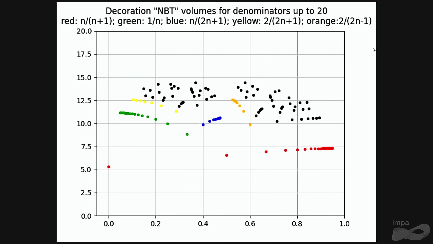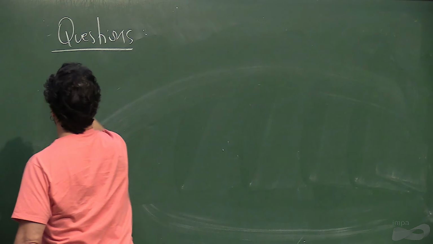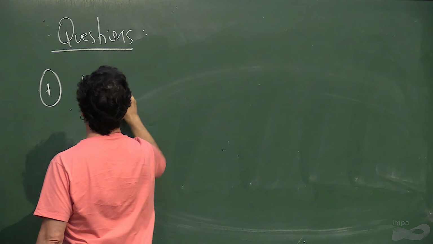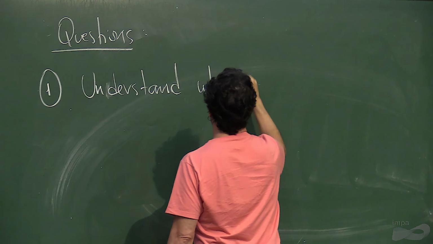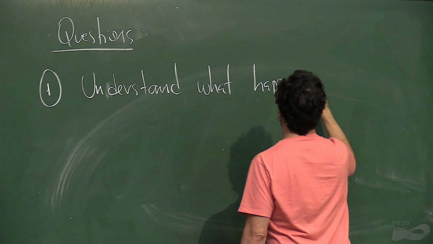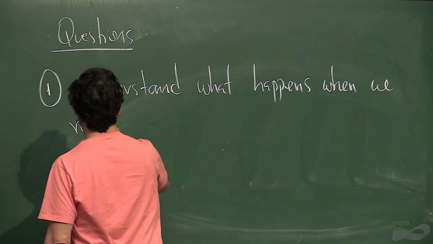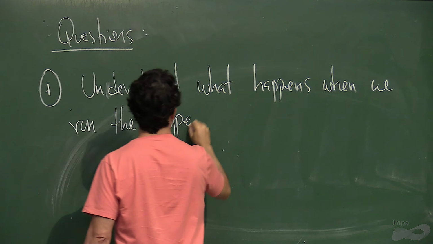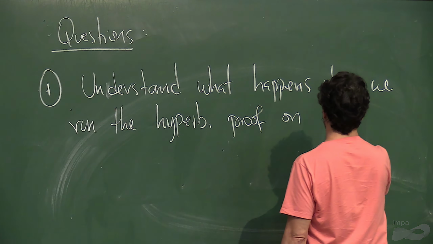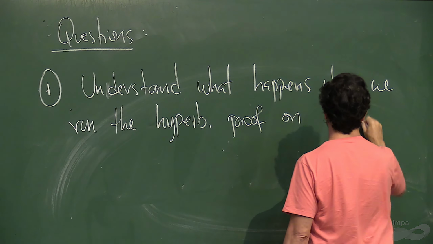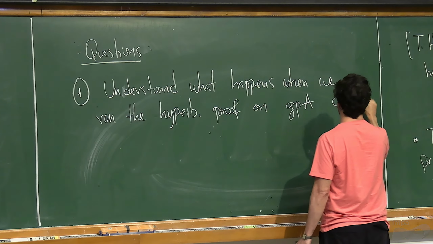But let me just state 2 questions here. One, understand what happens when we run the hyperbolization proof on GPA, genuine GPA, that is, with infinitely many punctures, conformal conic flat structures.